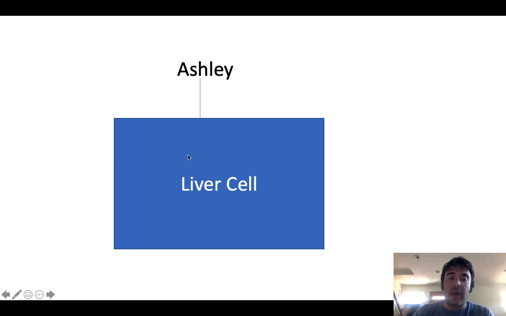So let's say that we have a liver cell, and this liver cell belongs to somebody named Ashley. When you think about this conceptually, a major histocompatibility complex could be like a little marker or a little tag that says this is an Ashley cell.